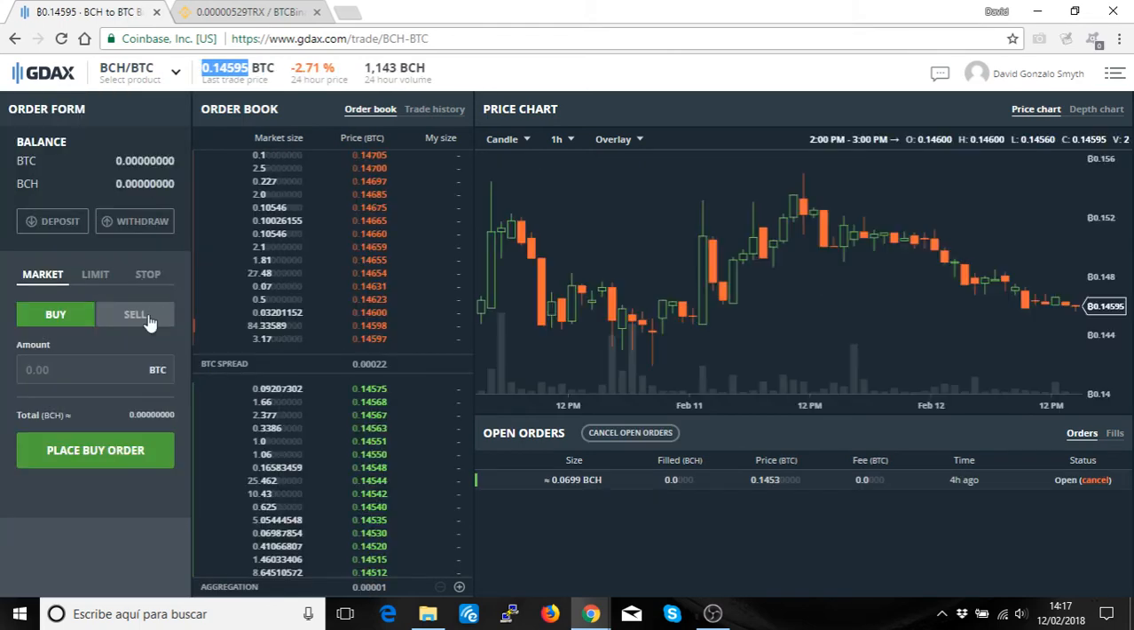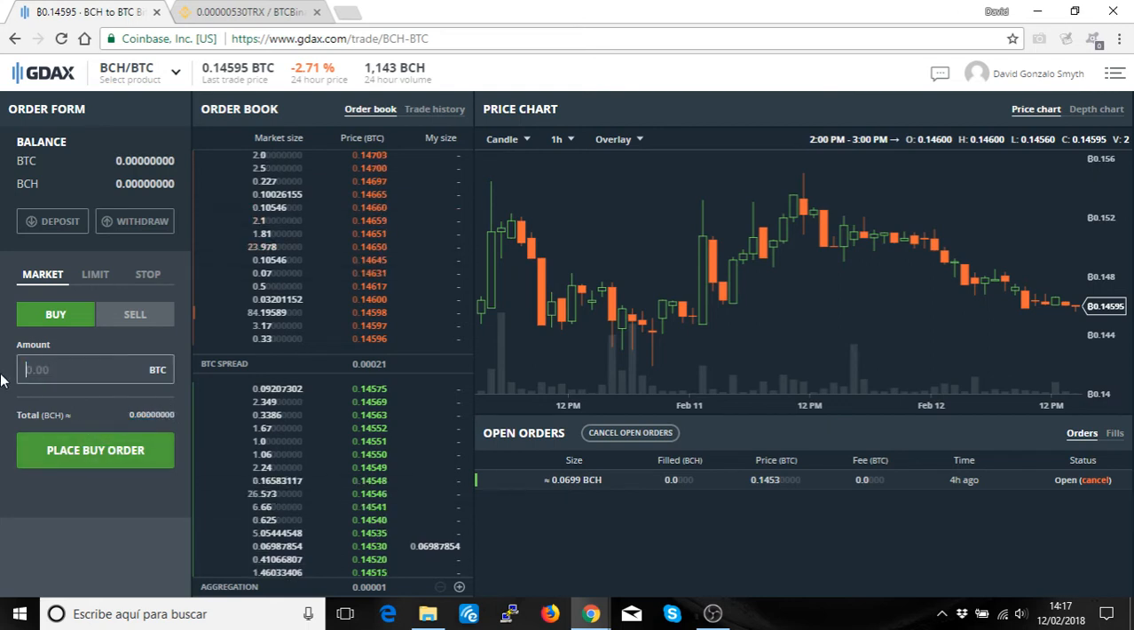I'm going to change it here. I could buy or sell at this price right now with the market value. You could do that if it's really low or really high. So if you want to do something very quickly, you can just put them on. For example, if I want to buy 0.1 Bitcoin, I could see how much that is in Bitcoin Cash.